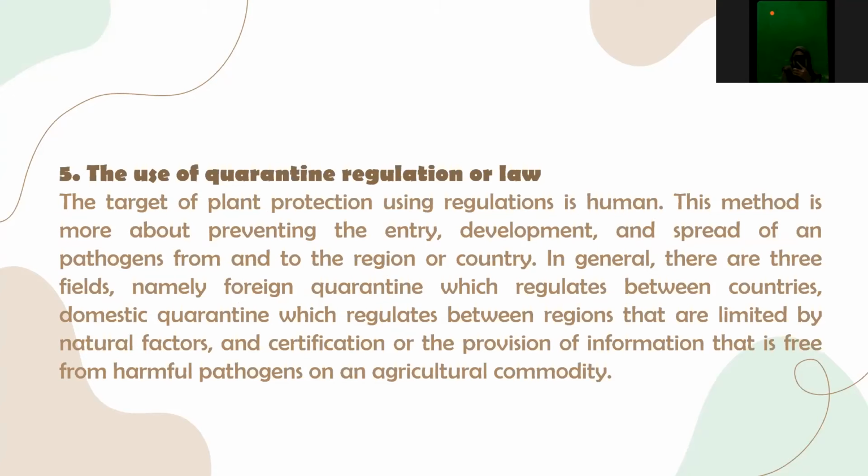Number 5, the use of quarantine regulation or law. The target of plant protection using regulation is humans. This method is more about preventing the entry, development, and spread of pathogens from and to the region or country. In general, there are three fields, namely foreign quarantine which regulates between countries, domestic quarantine which regulates between regions that are limited by natural factors, and certification on the provision of information that is free from harmful pathogens on an agricultural commodity.